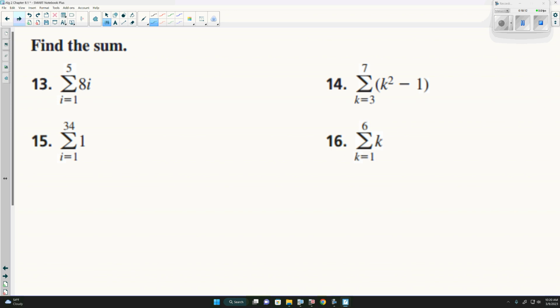Okay. We ready to look at the next one? Yes? So the first one we're looking at is the sum from 1 to 5 of 8 times i, yes?